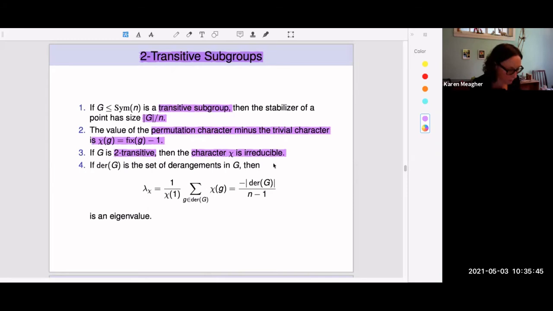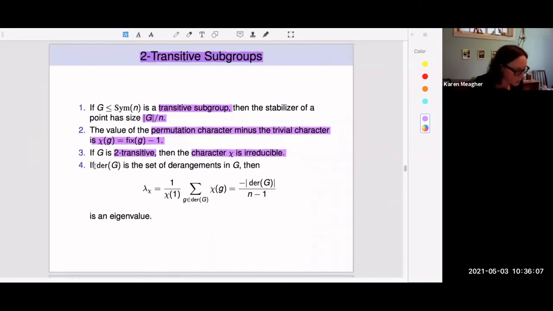Okay, so this is fairly straightforward to see. What happens is when I'm two-transitive, I have this really nice character, because the character has to do with how many fixed points my elements have. So when I'm two-transitive, I'm going to pull out this character and use it to figure out what its corresponding eigenvalue is.